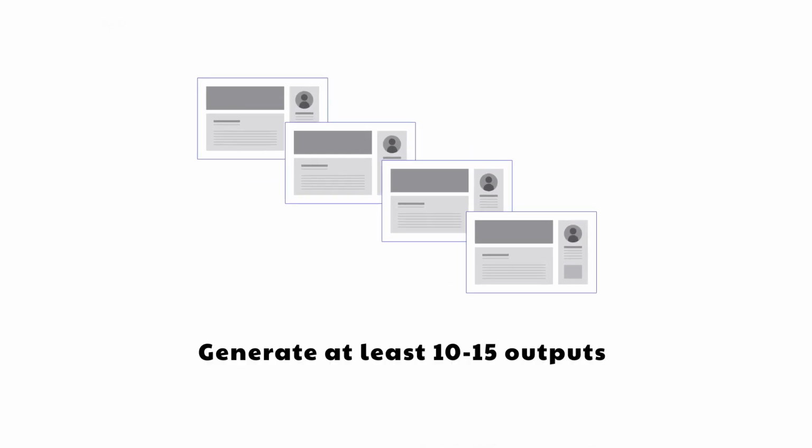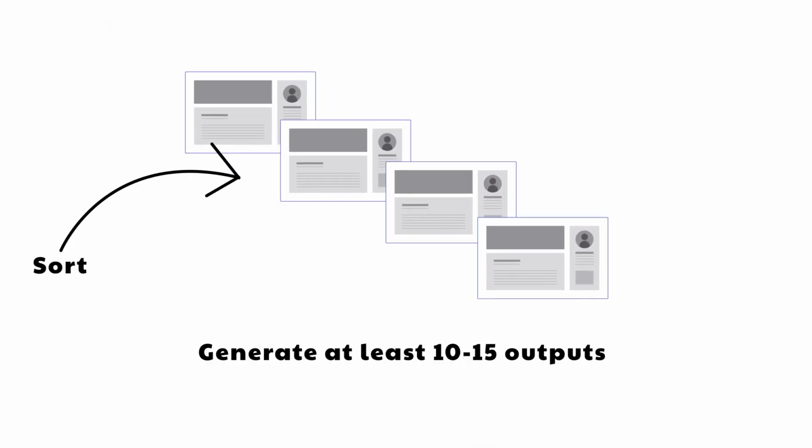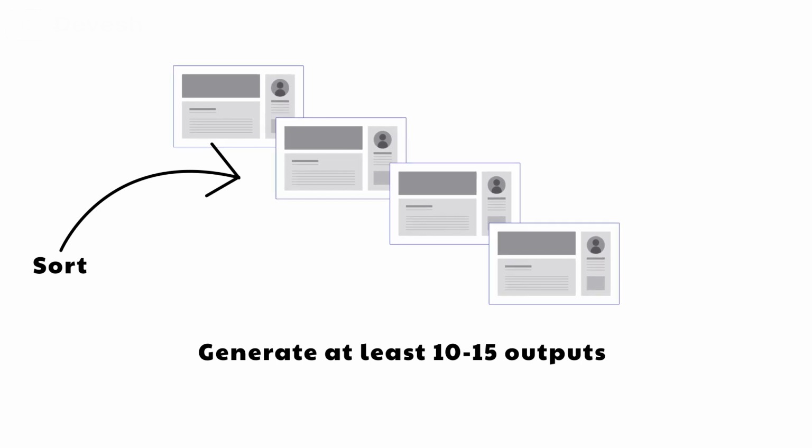I would suggest you write and experiment with various prompts and generate at least 10 to 15 UI outputs, and out of those sort out the ones which are suitable for you. Later you can copy and paste it into your own project to modify it.